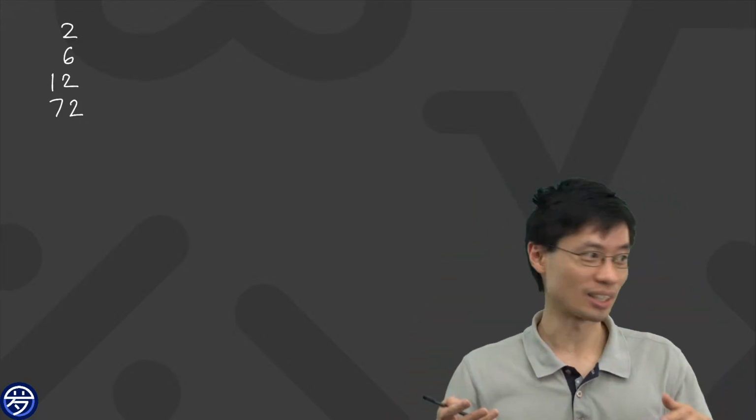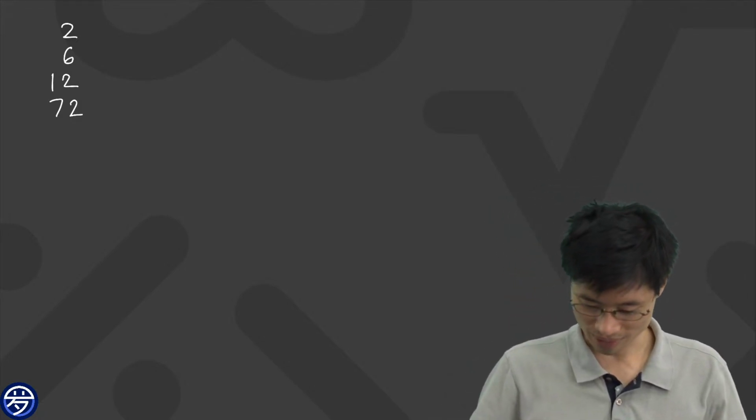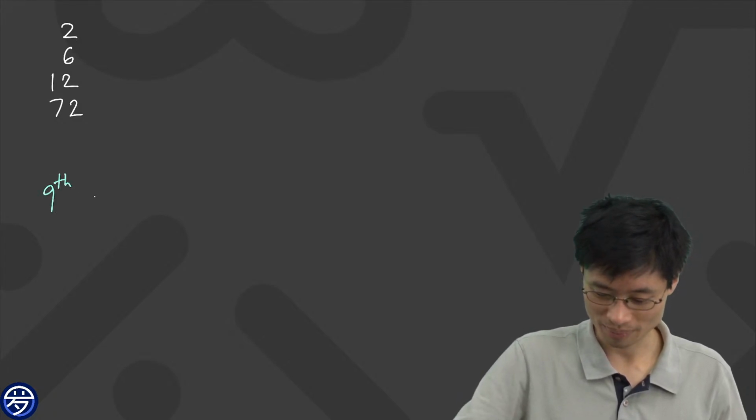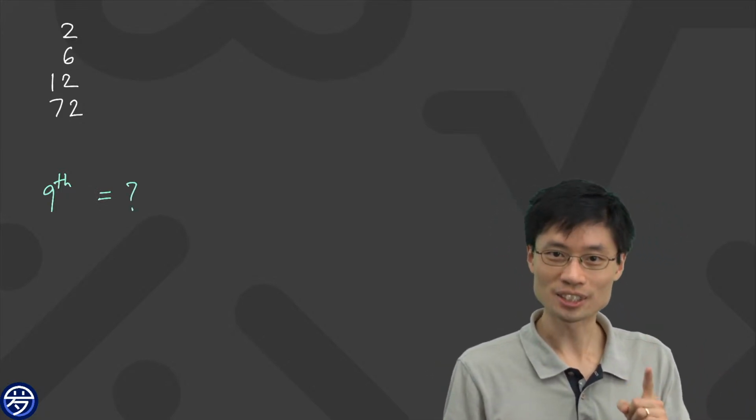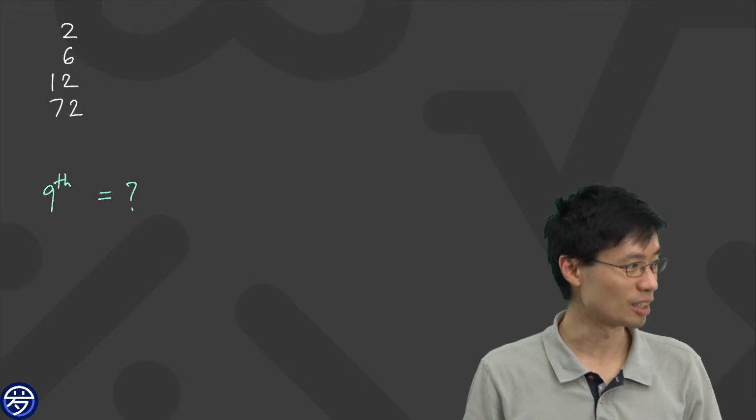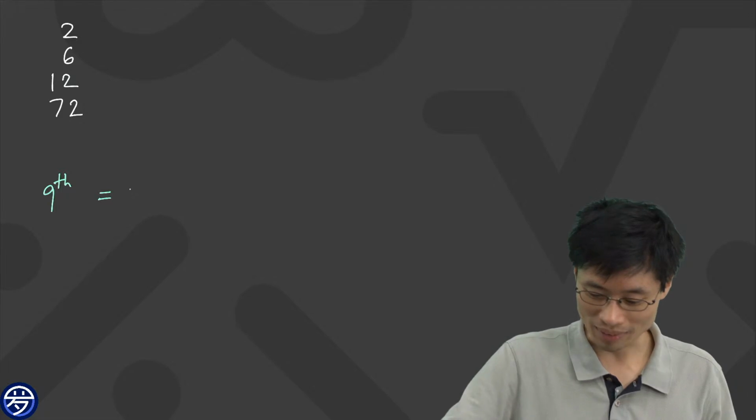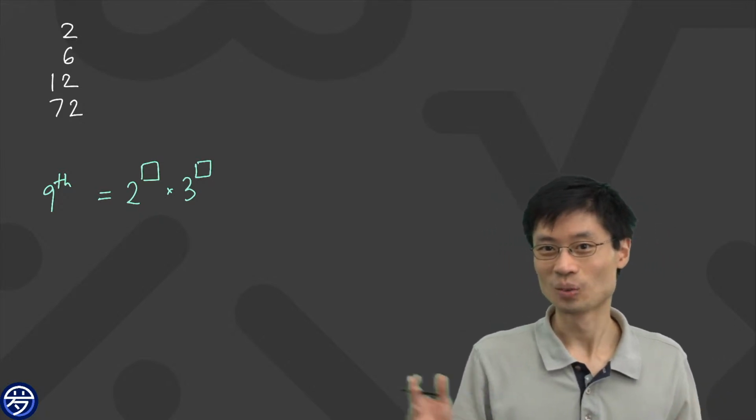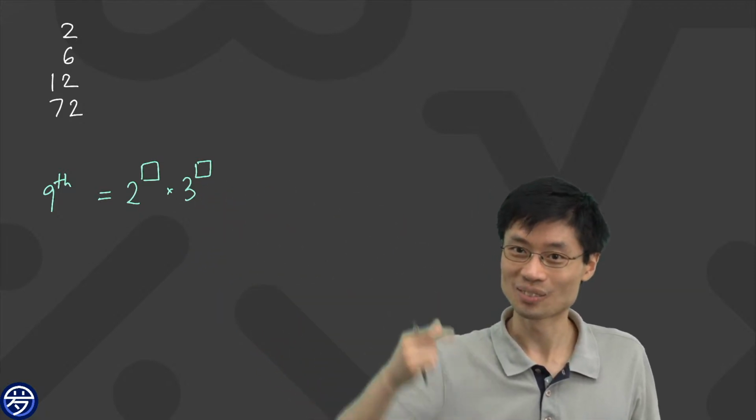But I'm not sure I want to do the next one. So it's going to keep going and going. And we have this awful question. The 9th term. Oh no. The question is, what's the 9th term? Fortunately, the question doesn't say write down the 9th term. The question says the 9th term happens to be 2 to the power something times 3 to the power something. And the question is, what are those somethings? The question actually asked, what's the sum of those somethings? But let's just ask, what are those somethings?